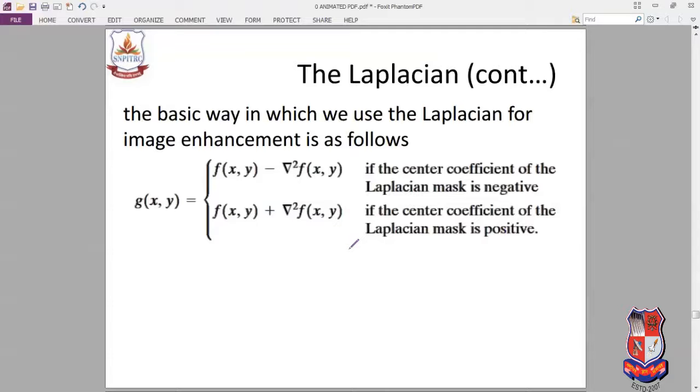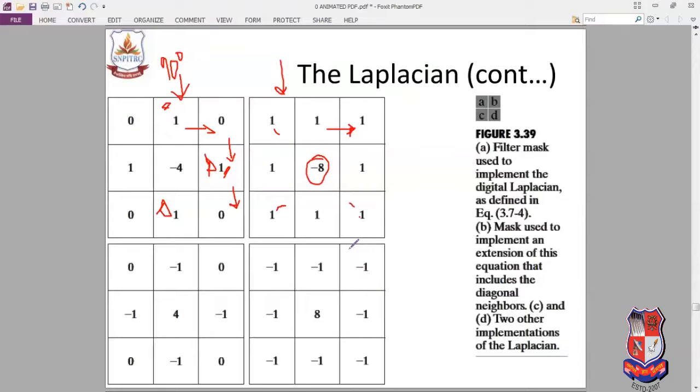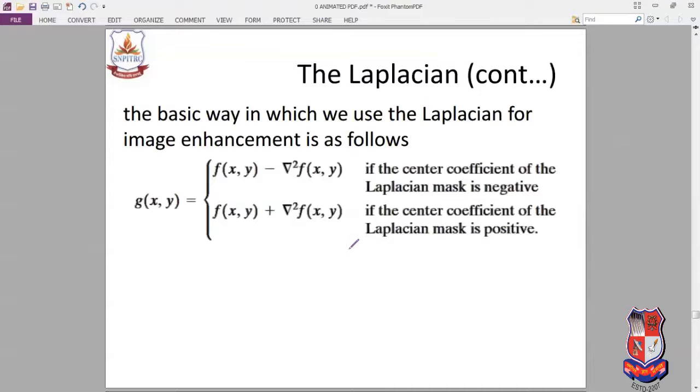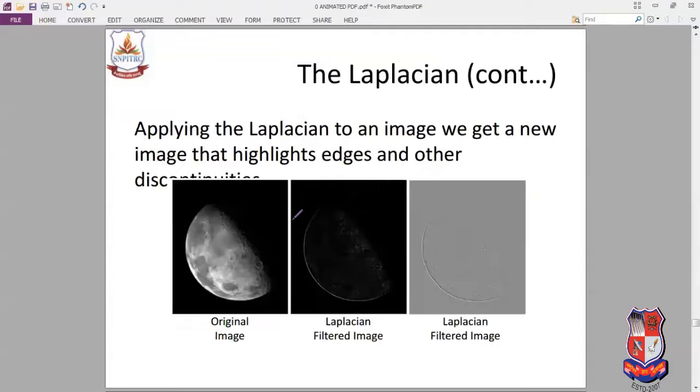Now, these filters are going to give us the high frequency components. In order to enhance the image, we want to add these high frequency components to the original image. And there are two basic formulas which we are going to use for enhancement. The first is either we can subtract the result of the Laplacian from the original image, or we can add the Laplacian to the original image. When the center coefficient of the Laplacian is negative, we are going to subtract. When it is positive, we are going to add. We'll see how it happens.